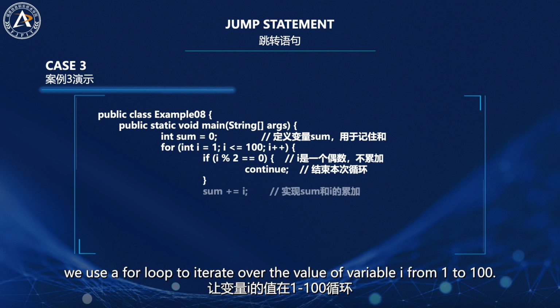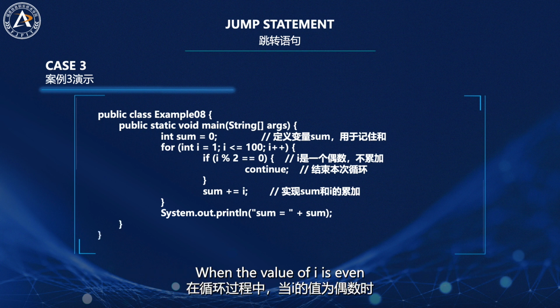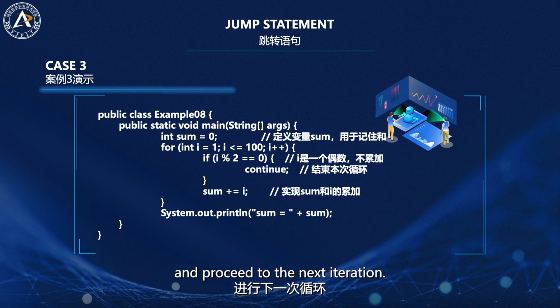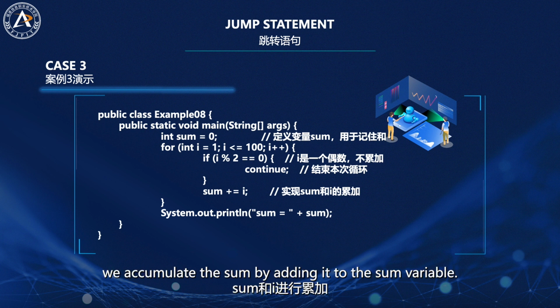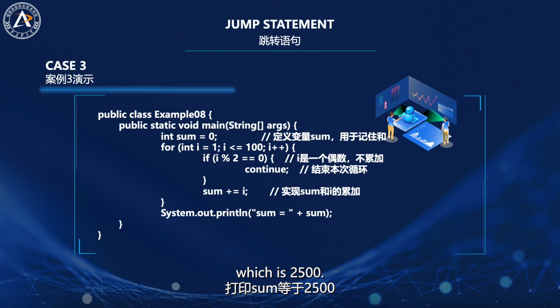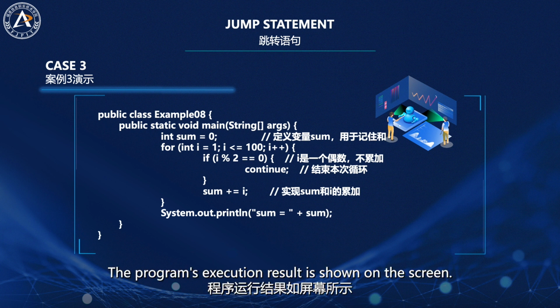During the loop, we use a for loop to iterate over the value of variable I from 1 to 100. When the value of I is even, we use the continue statement to end the current iteration and proceed to the next iteration. However, when the value of I is odd, we accumulate the sum by adding it to the sum variable. In the end, we get and print the sum of all odd numbers from 1 to 100, which is 2500. The program's execution result is shown on the screen.